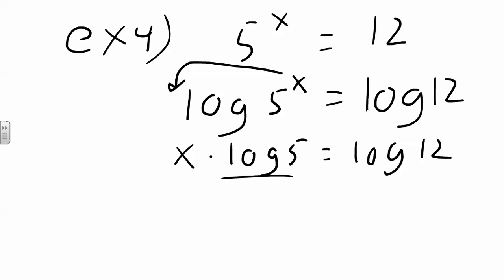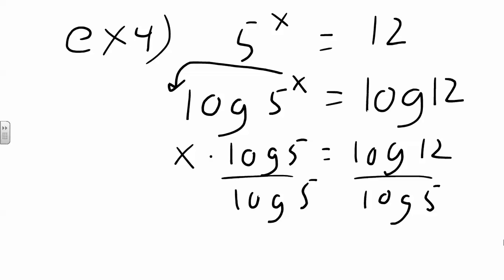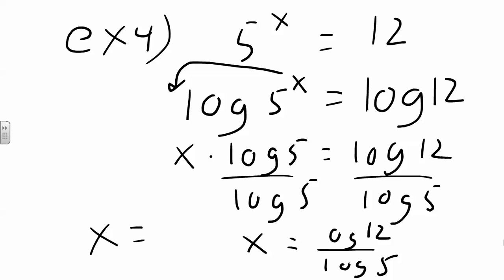And then to solve for x, we divide by log 5. And notice you get log 12 divided by log 5, which really looks like the change of base, which is exactly what we would have had if we had taken log base 5 of both sides. So x equals log 12 divided by log 5, so x equals 1.54.